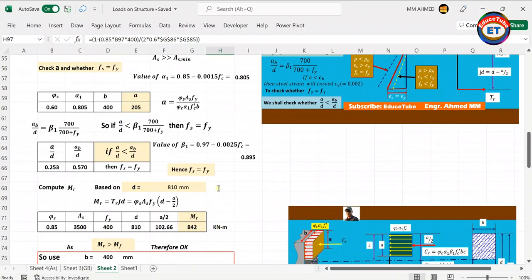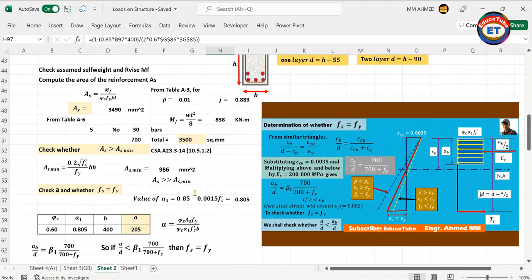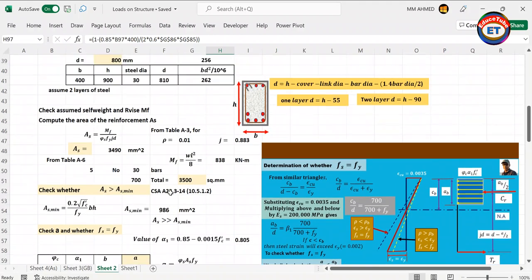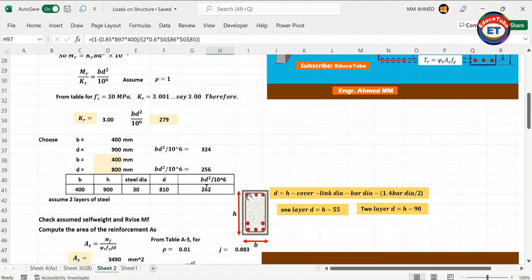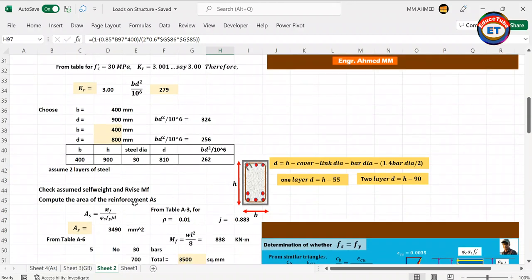Here we got it, 262. So we are done with this part. So our beam depth is 810 and width is 400. Now what will you do? Compute the area of the reinforcement. If this value is different, once you get this, then you can check your self weight and you can revise the MF also. But right now we don't need it.